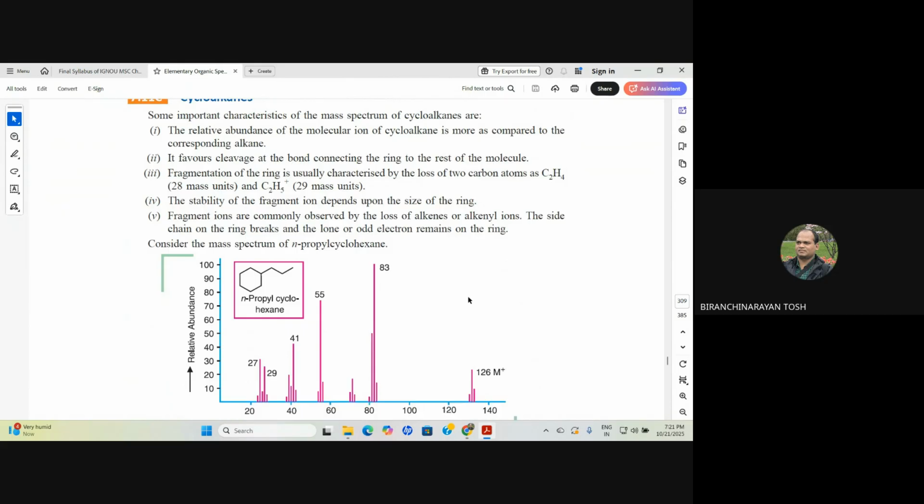Here the relative abundance of the molecular ion of a cycloalkane is more as compared to the corresponding alkane. Cycloalkane relative abundance will be more. It favors cleavage at the bond connecting the ring to the rest of the molecule. See, either cleavage will be here or here.